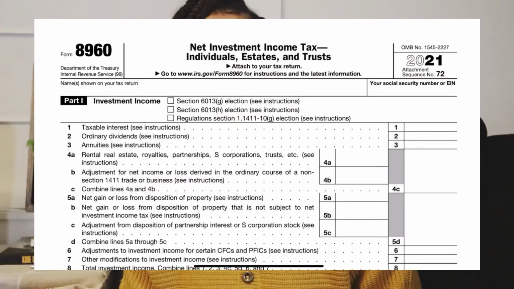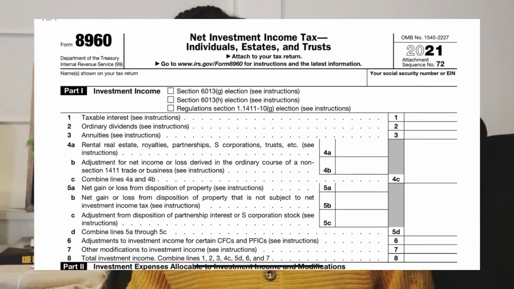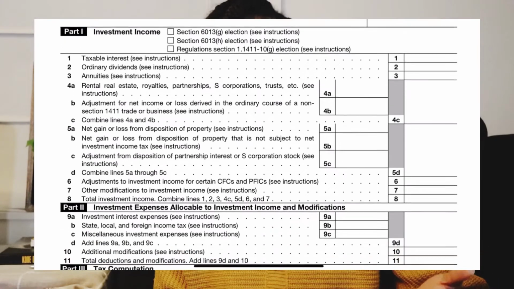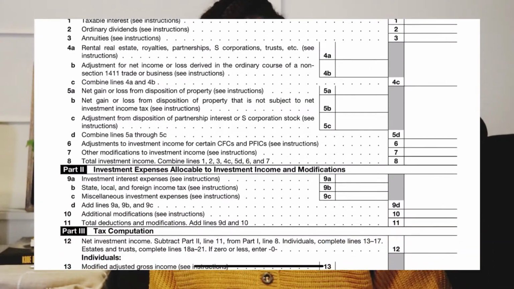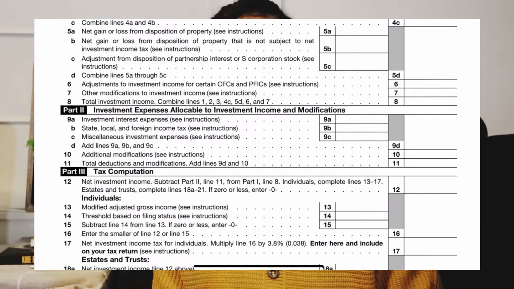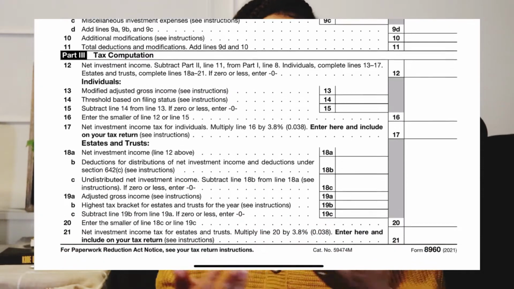Here on Form 8960 Part 1, you can see a list of all the types of investment income that are included in the tax calculation. You'll see interest income, you see ordinary dividends, you'll see other types of income. On Part 2, you'll see investment expenses that you can deduct against your gross investment income. All of that to get to Part 3, line 12, where you get to your net investment income.